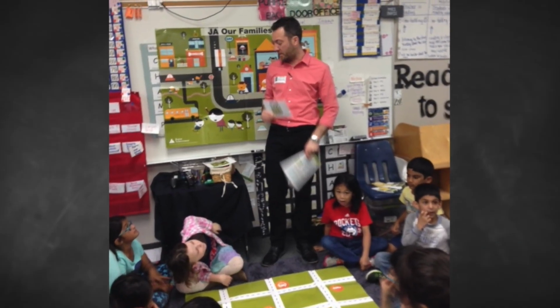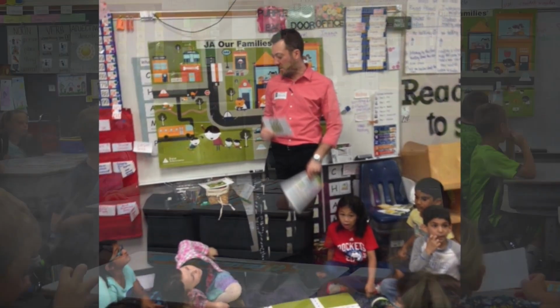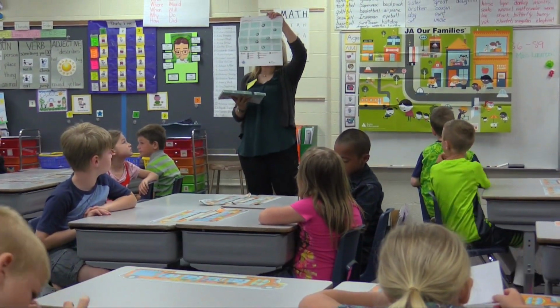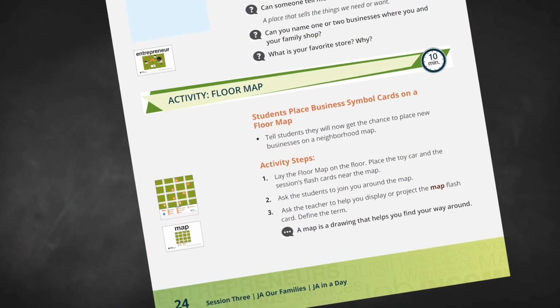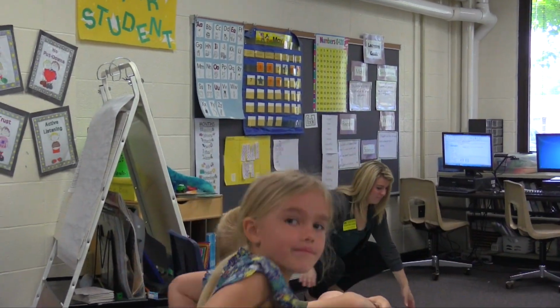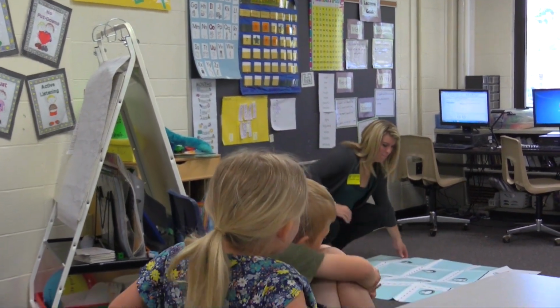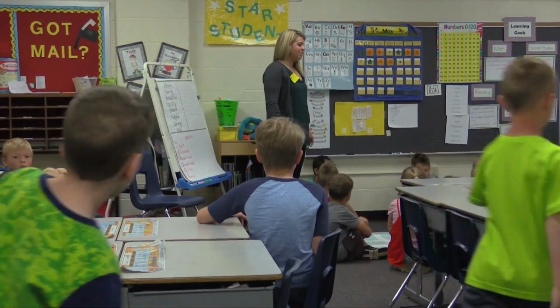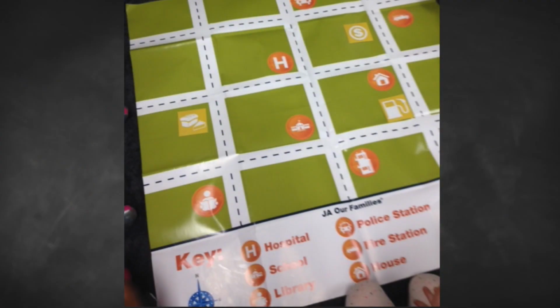Tell students that you have a special treat for them today. Open and hold up the floor map and the toy car. Follow the activity steps as listed in your guide and ask the students to sit in a circle in an open space in the classroom, leaving room in the middle for the floor map. Point out the symbols on the map and review the talking points.